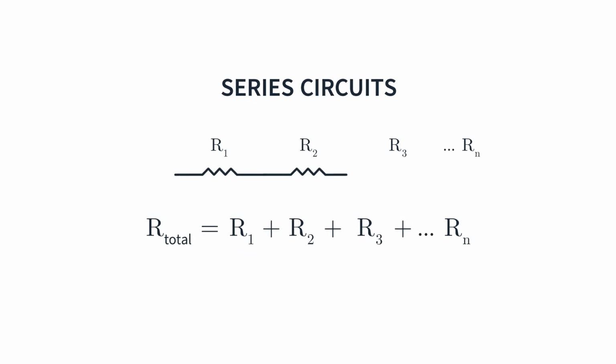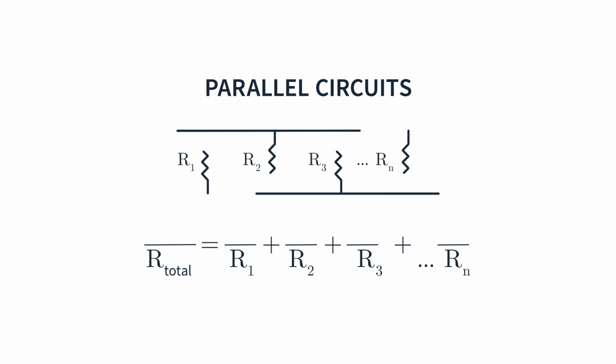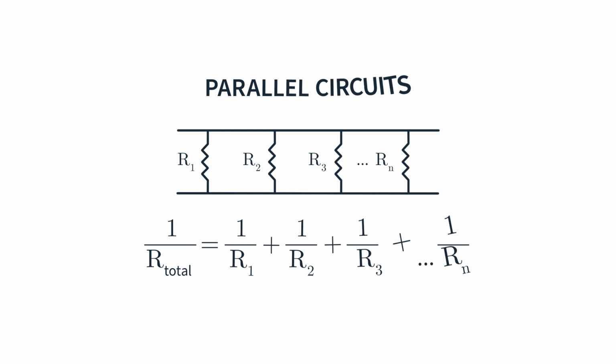So let's do a quick recap of some of the techniques we previously learned that served as valuable tools for circuit analysis. In series circuits, components are connected end to end. The total resistance is the sum of individual resistances. Current remains the same across all components. In parallel circuits, components are connected across common points. The total resistance is calculated using the reciprocal of individual resistances. Voltage remains the same across all components.